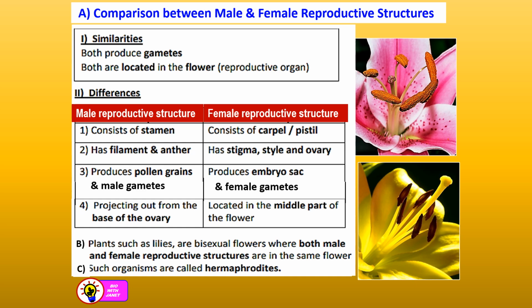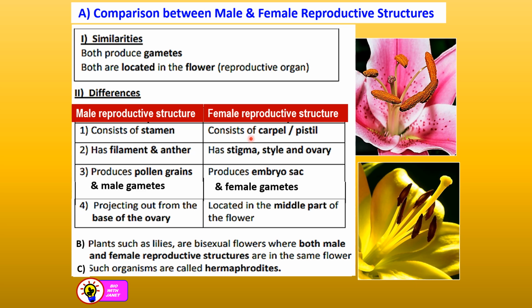Next, male and female reproductive structures. We've already discussed the stamen and the carpel. Now we're going to compare them. Both the stamen and the carpel produce gametes. The stamen produces the male gametes and the carpel produces the female gametes. Both are located in the flower, which is the reproductive organ. The male reproductive structure consists of the stamen, whereas the female reproductive structure consists of the carpel or pistil.